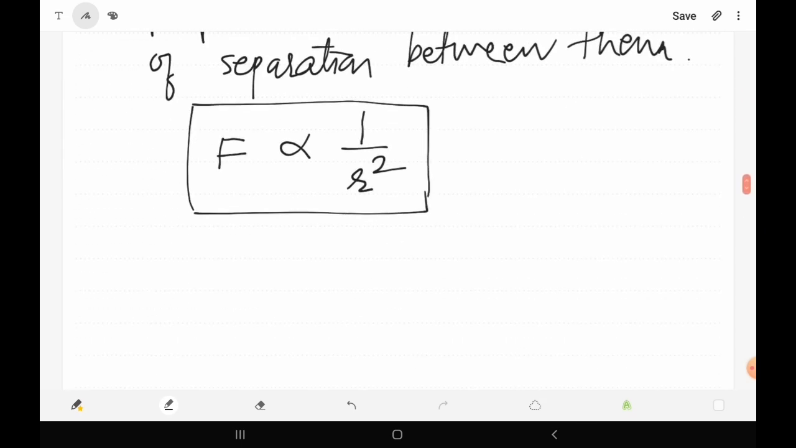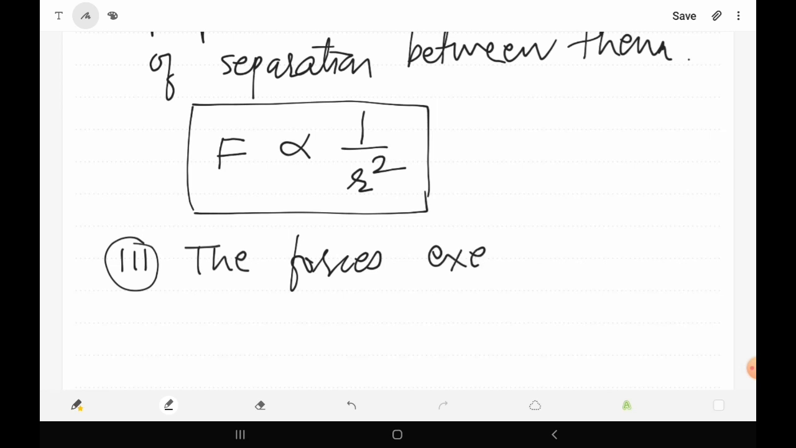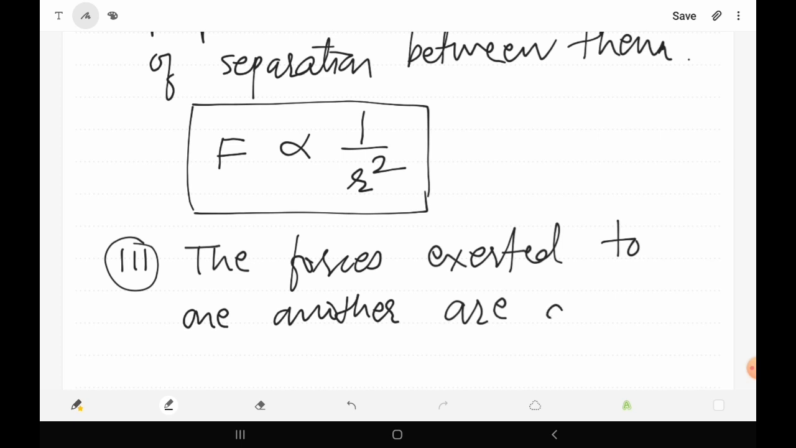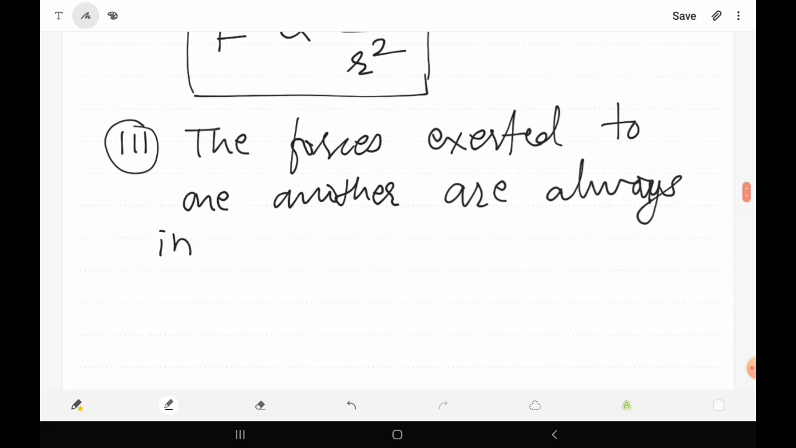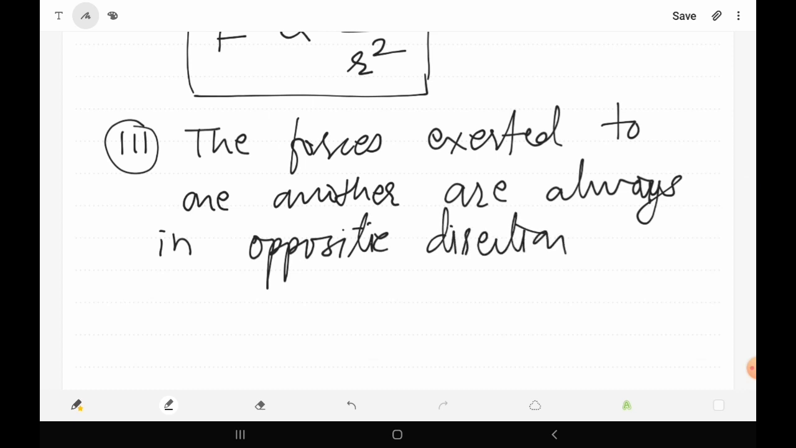So the third point is that the forces exerted on one another are always in opposite direction.